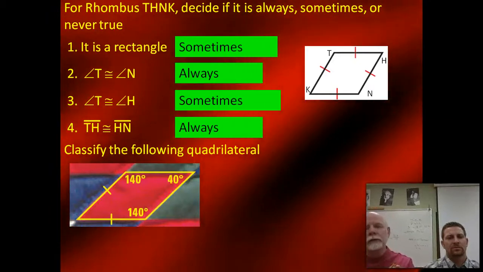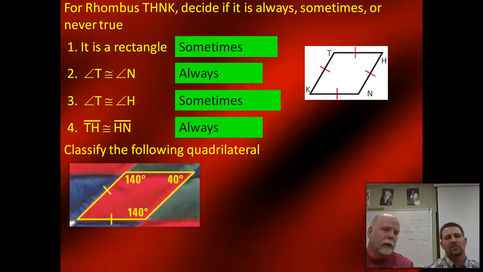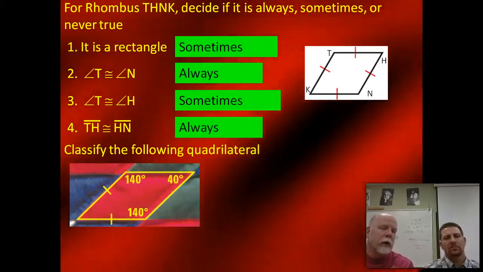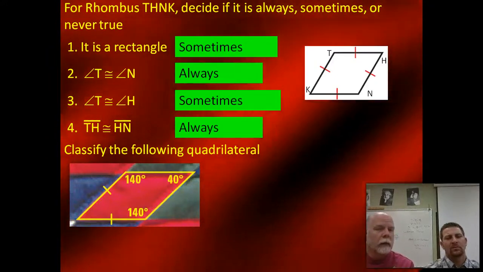We know that the angles inside of a 4-sided shape have to add up to 360. We talked about that. So we got 140 and 140, that's 280. We got another 40, that's 320. So that other angle has to be 40 also. So both pairs of opposite angles are congruent, and so this is at least a parallelogram.